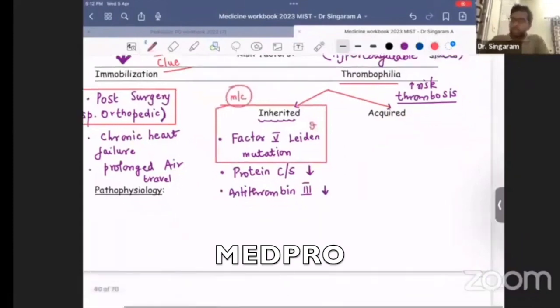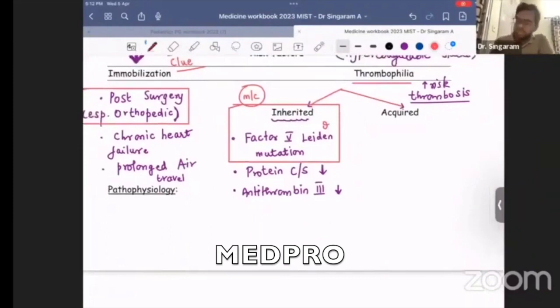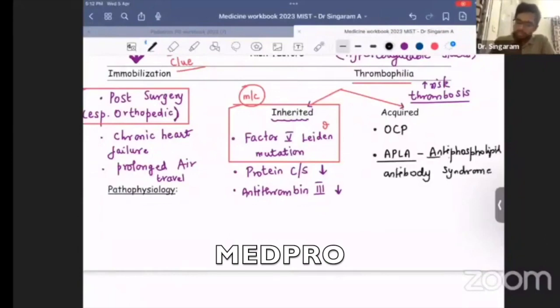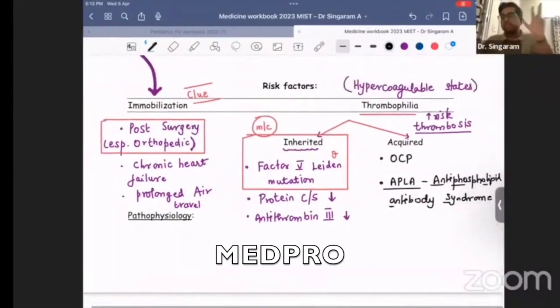Okay, right. Then acquired conditions. Anybody want to say some acquired condition? It is something like usage of OCPs, oral contraceptive pills, that can lead to an acquired tendency. And one more condition called APLA syndrome. Any idea what APLA syndrome is? It's a condition called antiphospholipid antibody syndrome, wherein these antibodies result in increased thrombus formation in the body, and that can lead to thrombosis.